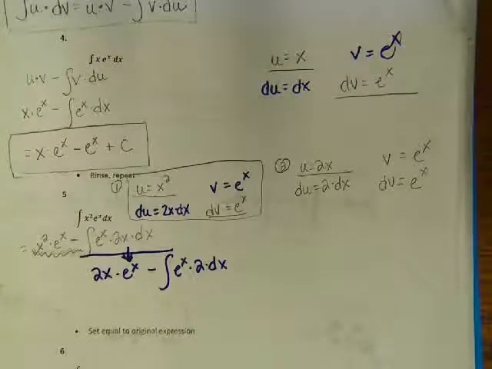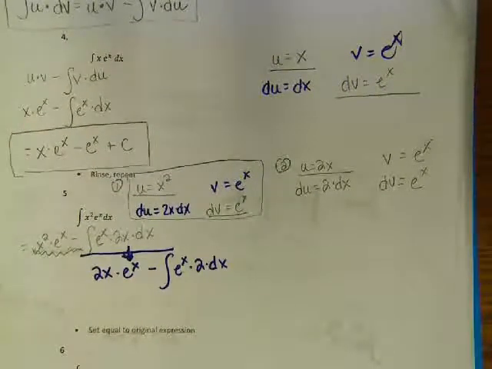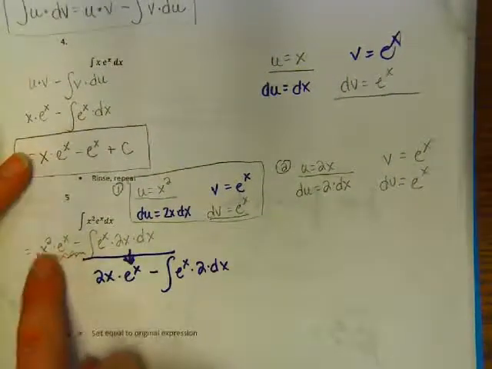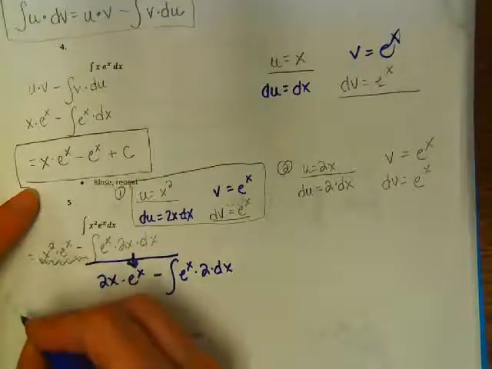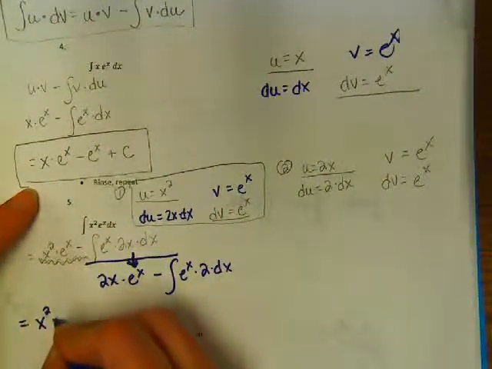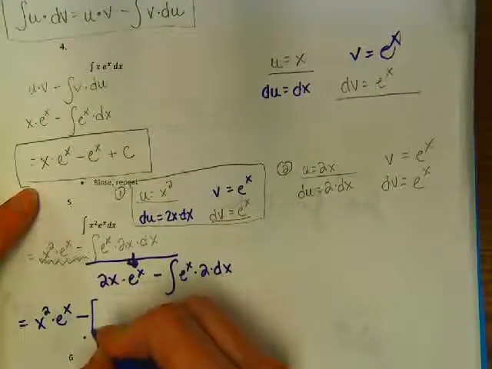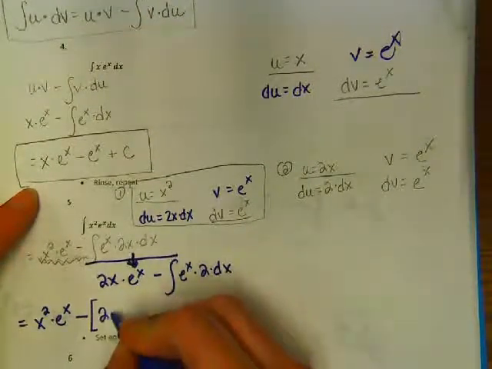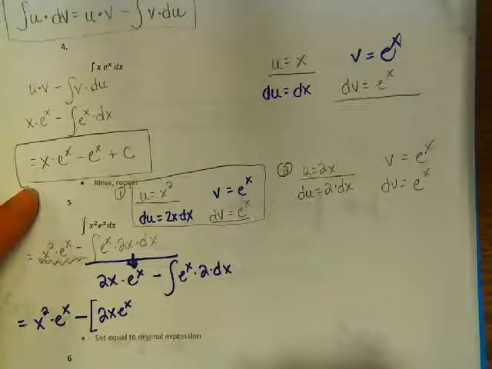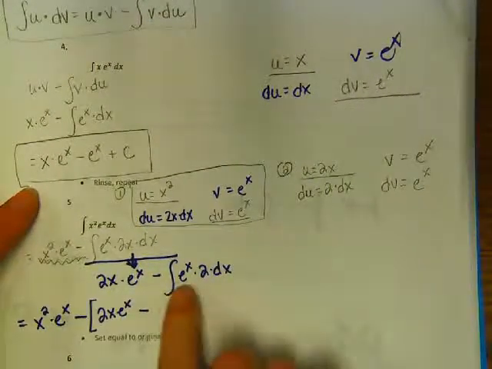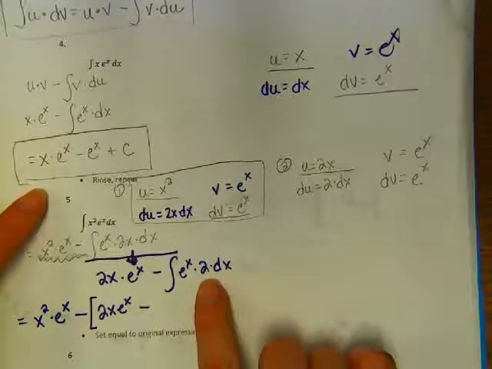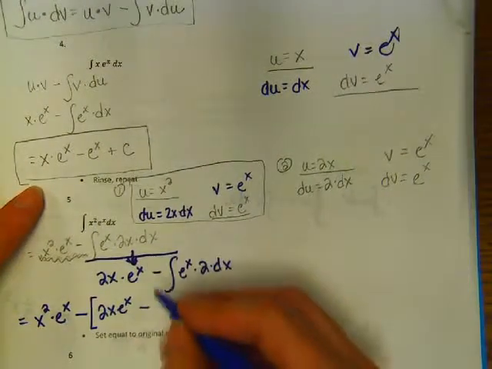All right, so putting this all together, let's drop this down. The first thing I have is, from before, x squared times e to the x minus this whole expression, right? 2x e to the x. And then what's the integral of e to the x times 2? It's just 2 e to the x.